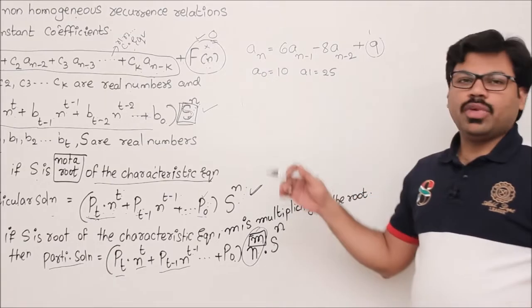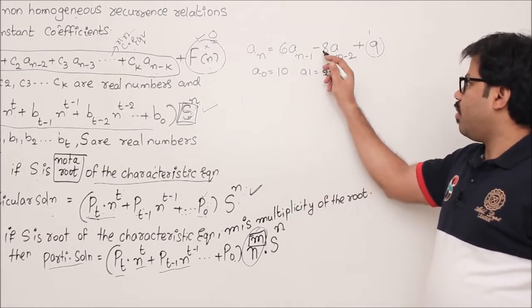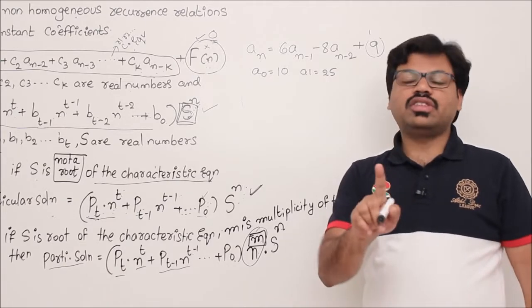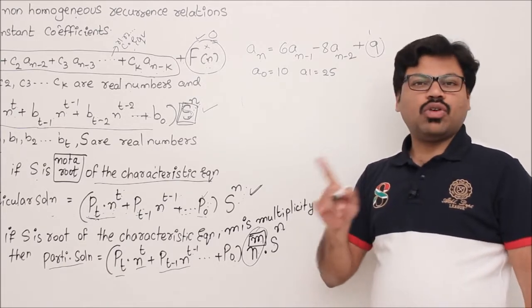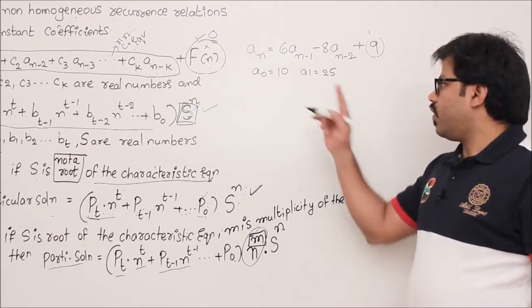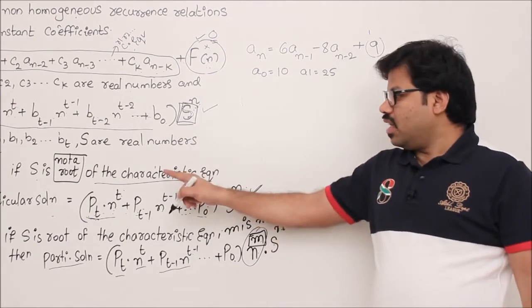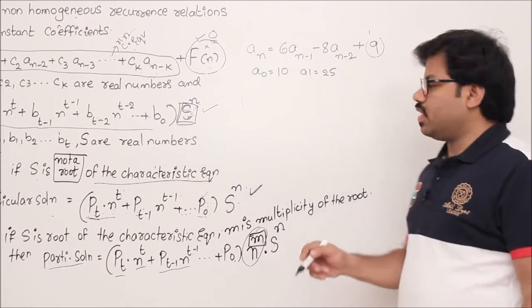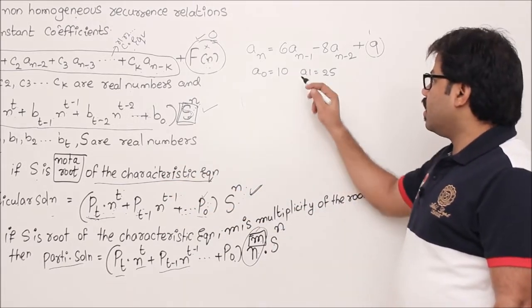Now consider this example: an equals 6 an minus 1 minus 8 an minus 2 plus 9. So we have to find the homogeneous solution and the particular solution. First we see how to find the particular solution. For that, first we need the characteristic equation, because the particular solution also depends on the roots of the characteristic equation. That's why the characteristic equation is important.